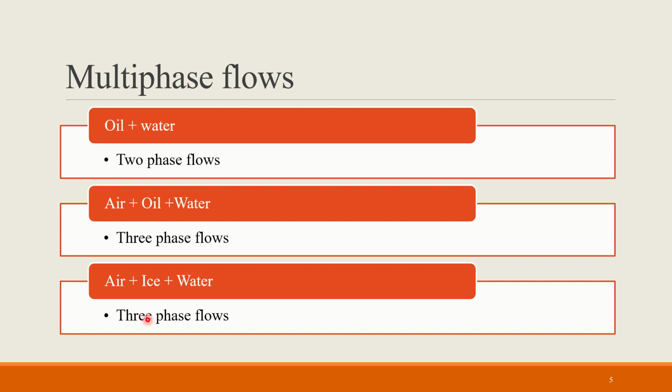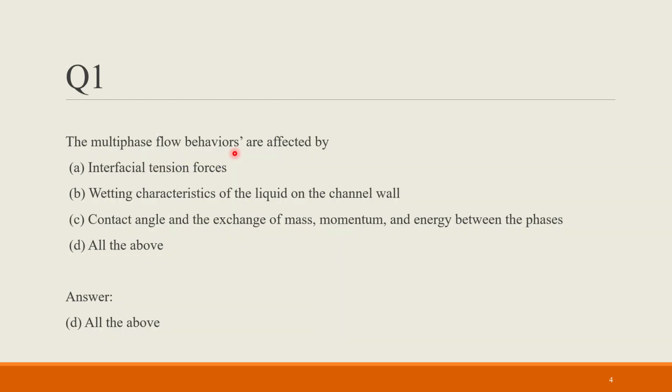So from this we can say that if we are dealing with oil, water and so on, what do we focus on? We focus on interfacial tension between them. So it plays a major role, and wetting characteristics of the liquid on the channel wall. If fluid is flowing on the system, again the interaction between them would be a major part in the analysis. And then comes the contact angle and the exchange of mass, momentum and energy between the phases. So obviously the answer to this question is all the above.